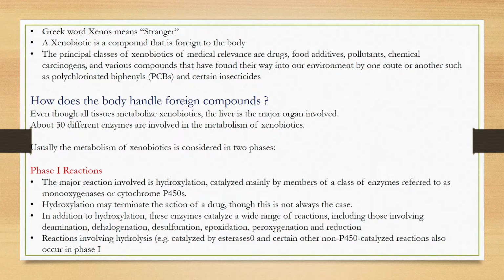How does the body handle foreign compounds? Even though all tissues metabolize xenobiotics, the liver is the major organ involved. About 30 different enzymes are involved in the metabolism of xenobiotics. Usually, the metabolism of xenobiotics is considered in two phases.